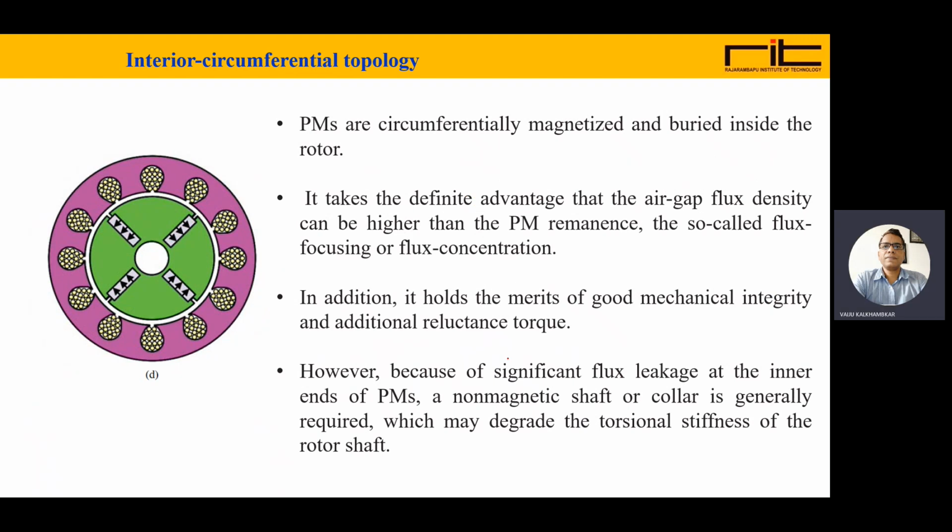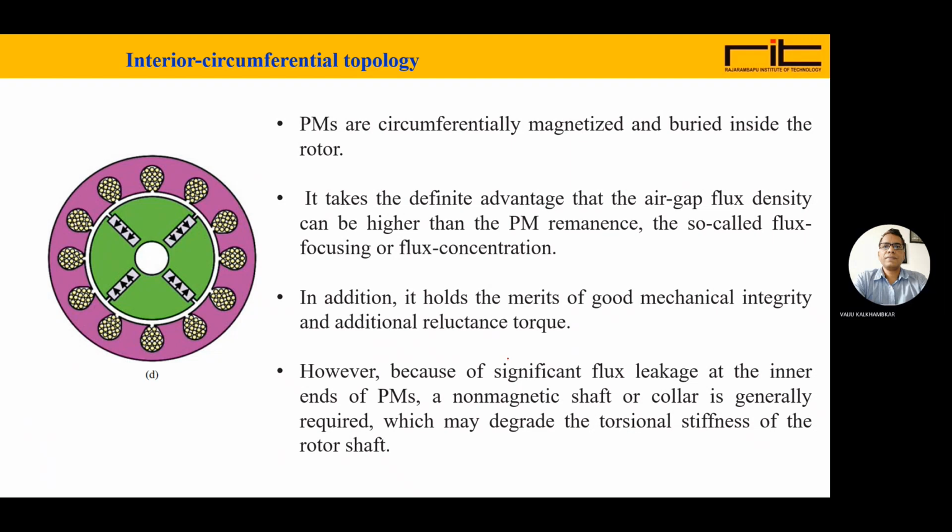The next type is interior circumferential topology. Here the permanent magnets are circumferentially magnetized and buried inside the rotor. It has the definite advantage that the air gap flux density can be higher than the permanent magnet remanence, so called flux focusing or flux concentration.